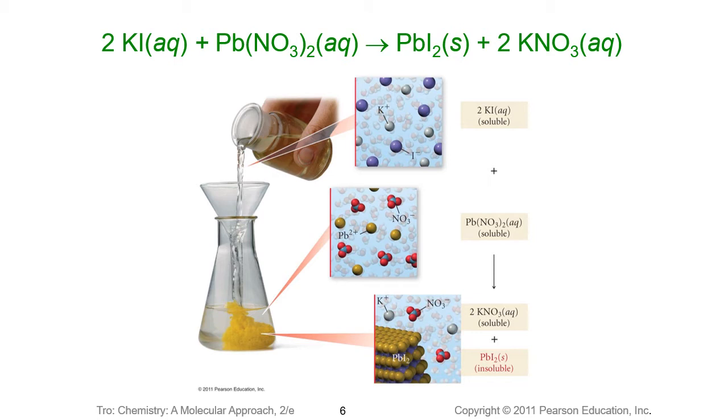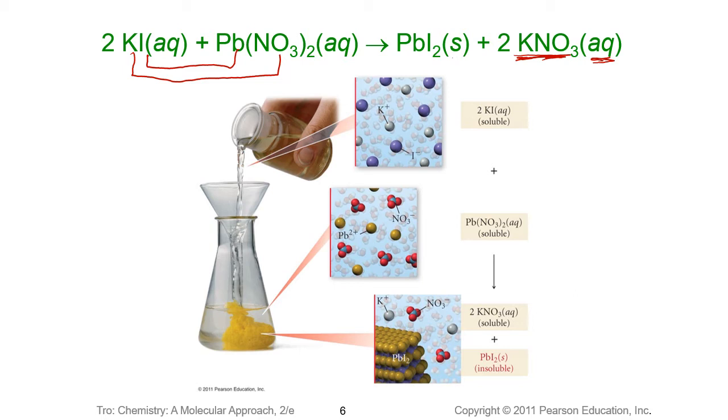Here's an example. So if we take potassium iodide and add it to lead nitrate, our products we determine by taking the cation and combining with the anion. We get potassium nitrate. Potassium compounds and nitrate compounds are always soluble. We take the lead, combine it with the iodide. Iodide compounds are usually soluble, but lead is an exception, so we end up with a solid.